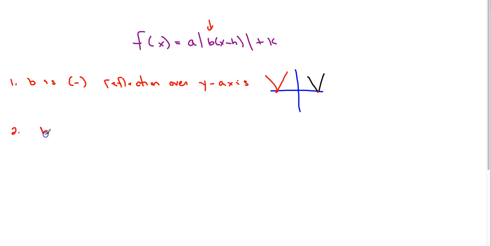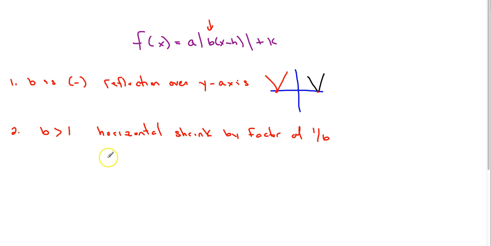Second, if b is greater than 1, a little different than the a value. If the a value was greater than 1, then it was a vertical stretch by a factor of that number. With the b, this is going to be a horizontal, the opposite. It's not a stretch anymore. Now it's a horizontal shrink by a factor of 1 over b. And what do I mean by this?